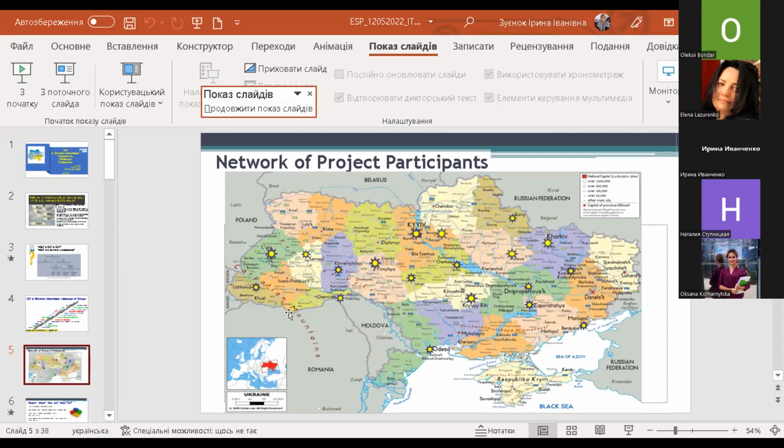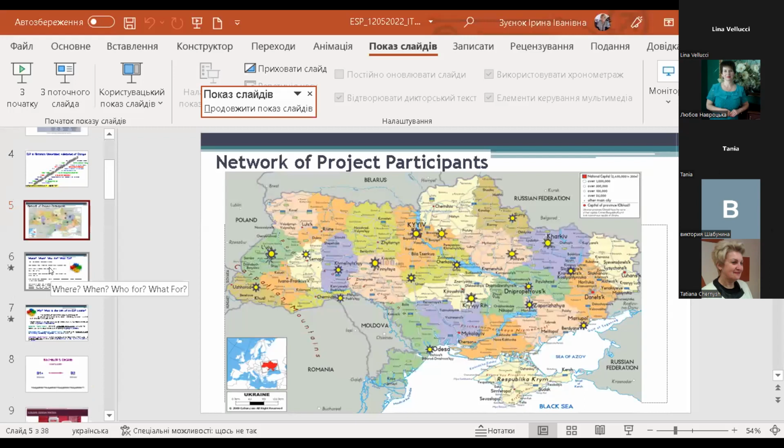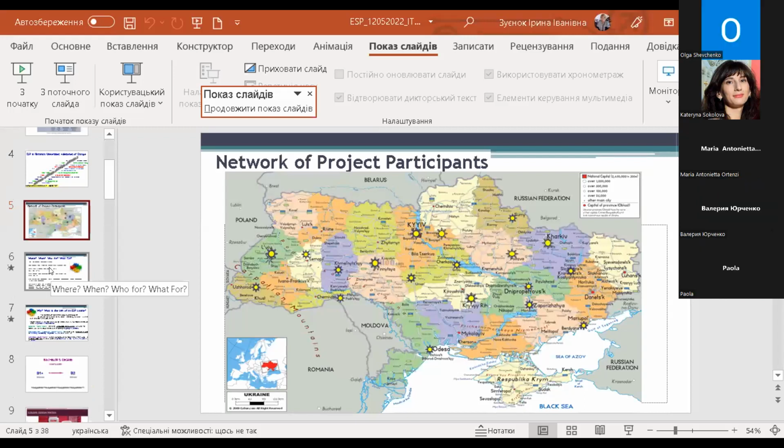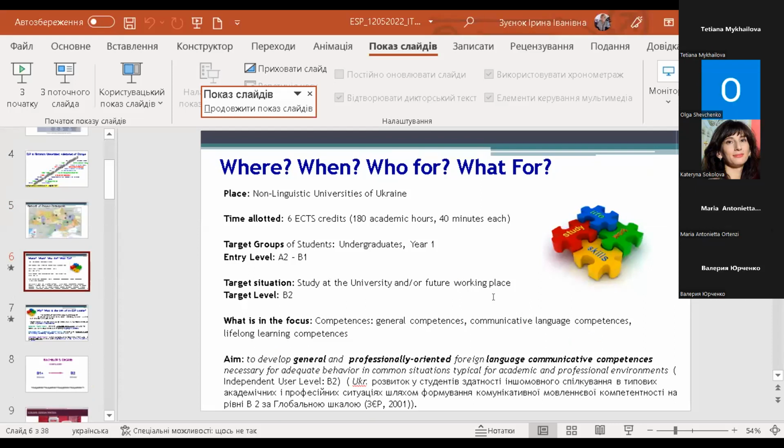But if I say about these cities, about these universities, it's not only about teachers, because you will agree with me that in the center of the teaching learning process are students, not only teachers. Well, and when speaking about changes, we need to find out the answers to the questions: where, when, who for, and what for. And here I would like to say that we use in our university so-called specification given by the departments of various specialism areas.